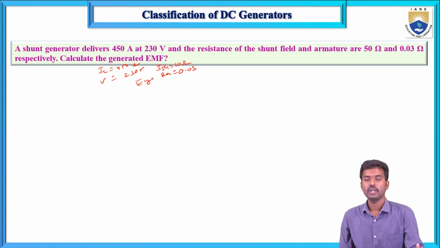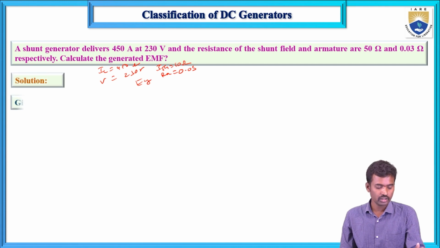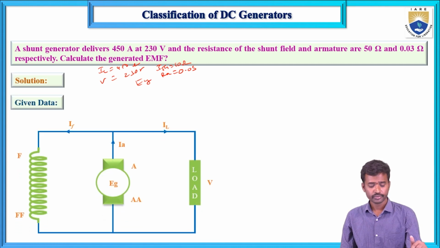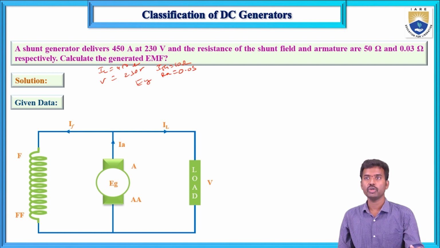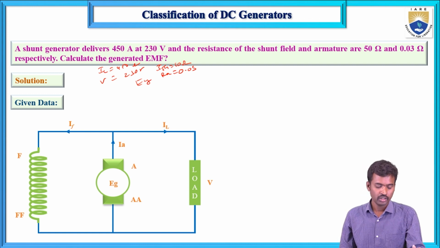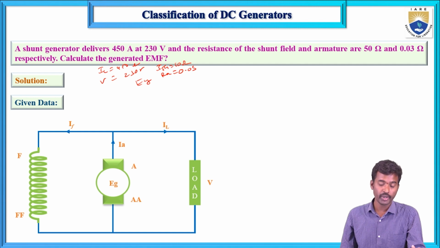This is the given data. For the solution, if you draw the diagram, then we can calculate it. No need to mug up these formulas. Just apply KVL and KCL, and if you know the properties of series and parallel connections, then you can easily solve this problem. Don't mug up the formulas, just apply KVL.